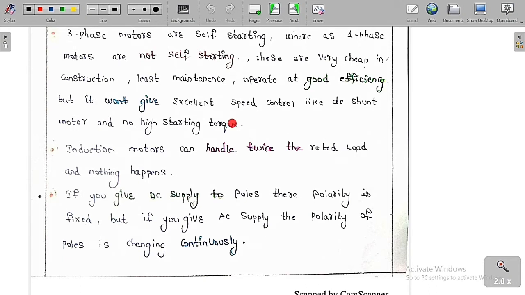Induction motors can handle twice the rated load and nothing happens. Whatever the rated load capacity, they can handle twice that, and no damage is going to happen. So this is one of the important advantages of induction motors. That is the reason they are mostly preferred.